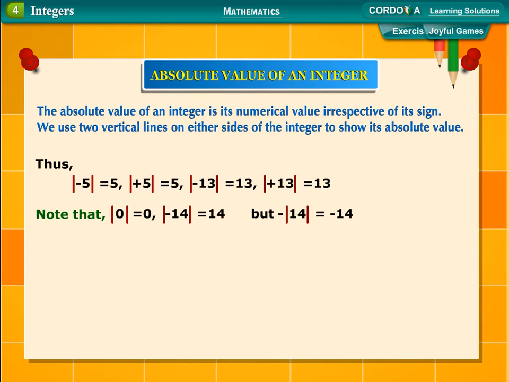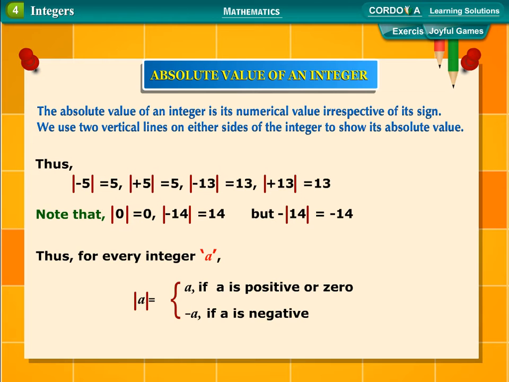Thus, mod of -5 is equal to 5. Mod of +5 is equal to 5. Mod of -13 is equal to 13. Mod of +13 is equal to 13. Note that mod of 0 is equal to 0. Mod of -14 is equal to 14. But minus mod of 14 is equal to -14.